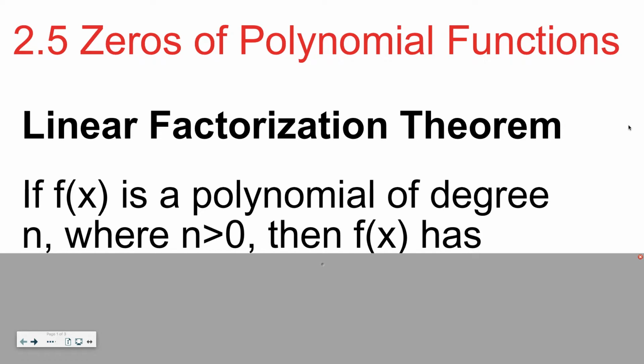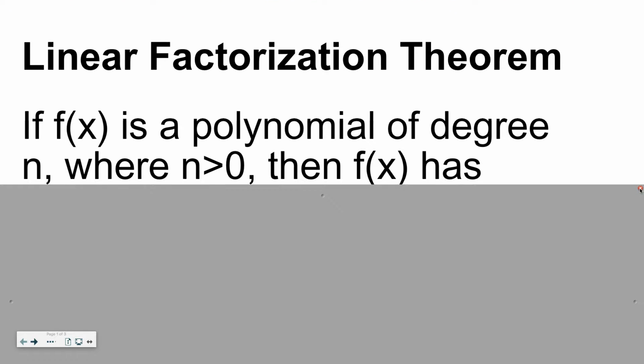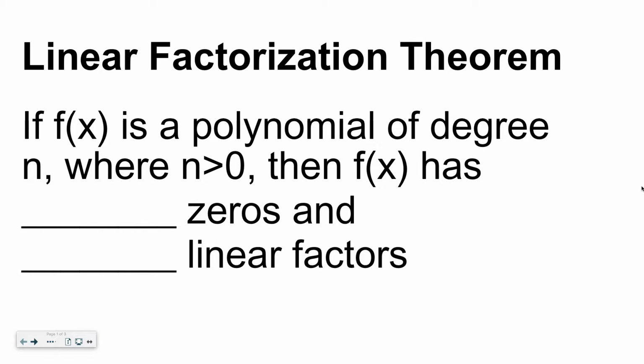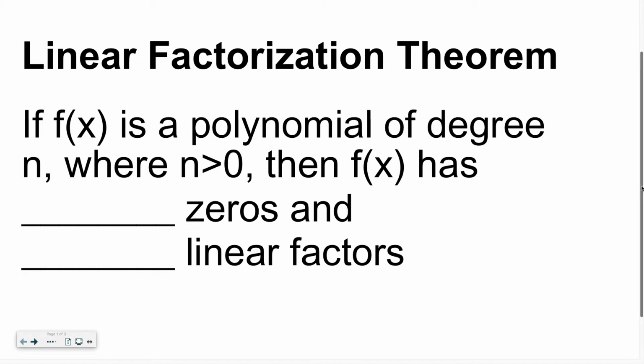Okay, if we have a polynomial of degree n, then we automatically know how many zeros and how many linear factors there are. How many zeros are there? If I have a polynomial of degree n, how many zeros do we have? We have n zeros. Some of them may repeat. Some of them may be real. Some of them may be imaginary. And because there are n zeros, then we know how many factors are going to be.